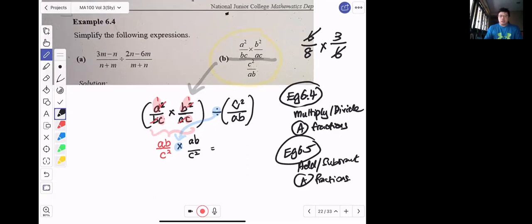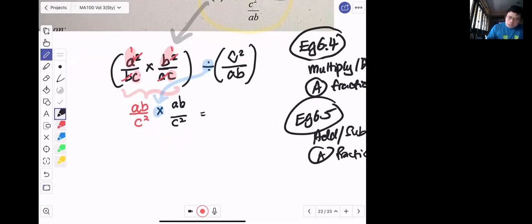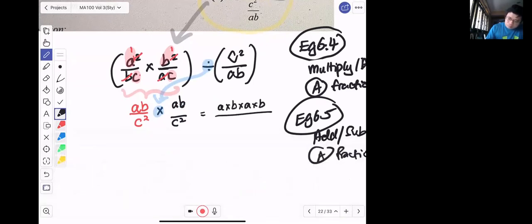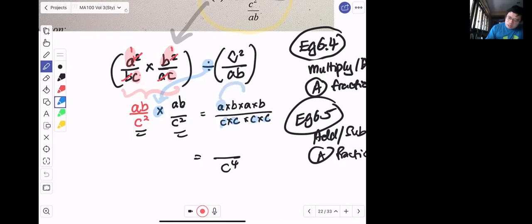From here, A B is just A times B, times A times B at the top. C square is C times C. Below I got 4 C's: 1, 2, 3, 4, so C power 4. Below I got 2 A's, 1A, 2A, which gives me A power 2. Using red color, B and B give me B squared. So my answer is A squared B squared over C power 4.